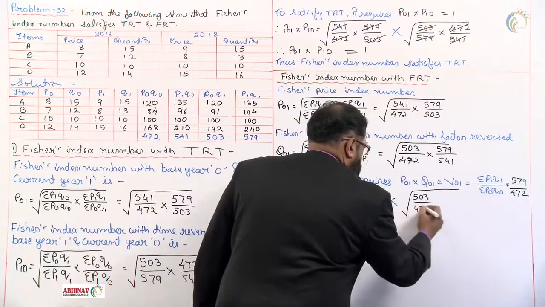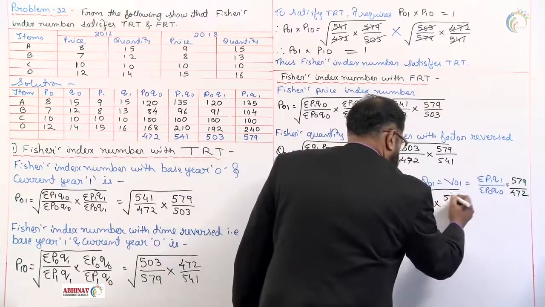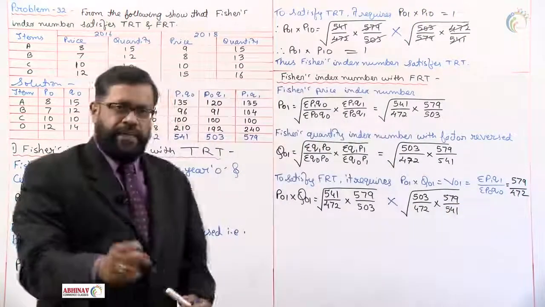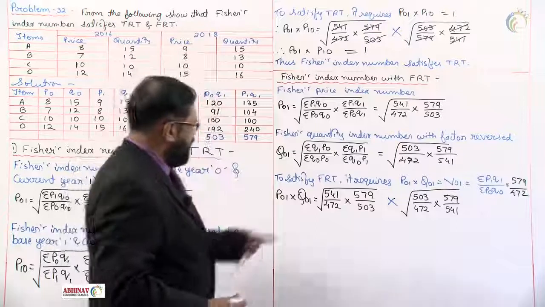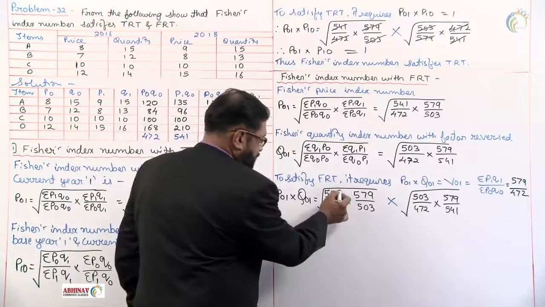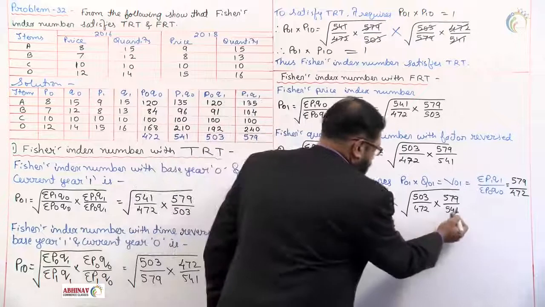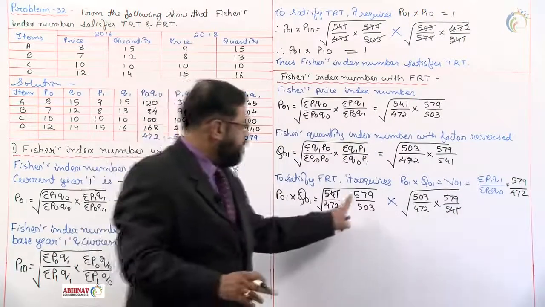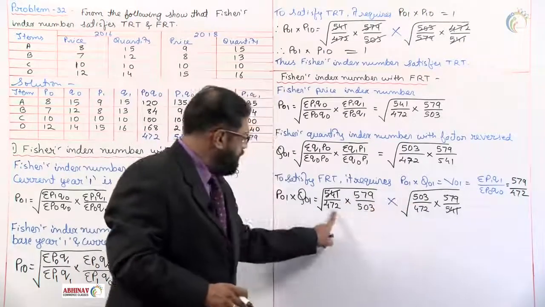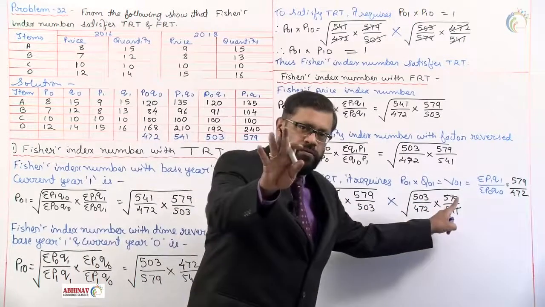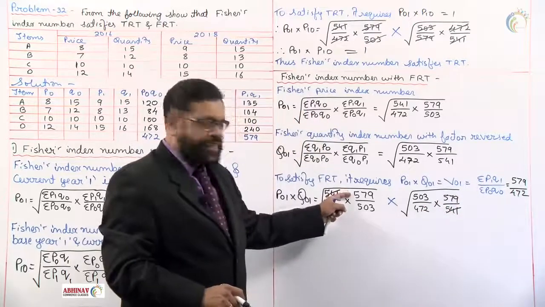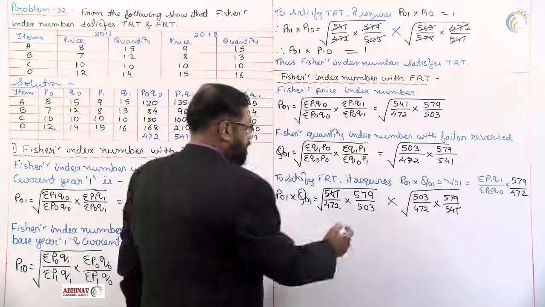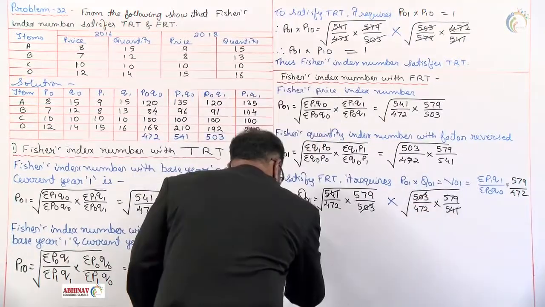503 divided by 472, 579 divided by 541. Let's see whether we can cancel anything. Can we cancel 541? We can cancel this numerator if we have the same number on the denominator, yes. Can we cancel 472? We can cancel this denominator if we have the same number on the numerator. Check 472: do we have it on the numerator? No, we can't cancel it. 579, do we have it on the denominator? No, we can't cancel it. So what can be cancelled is 503.